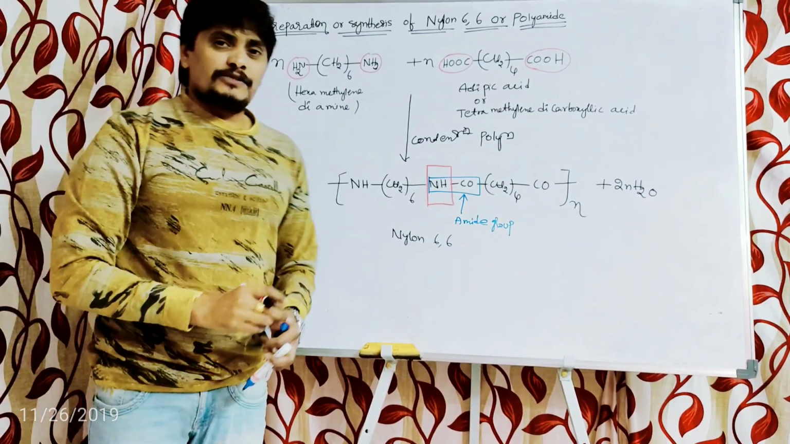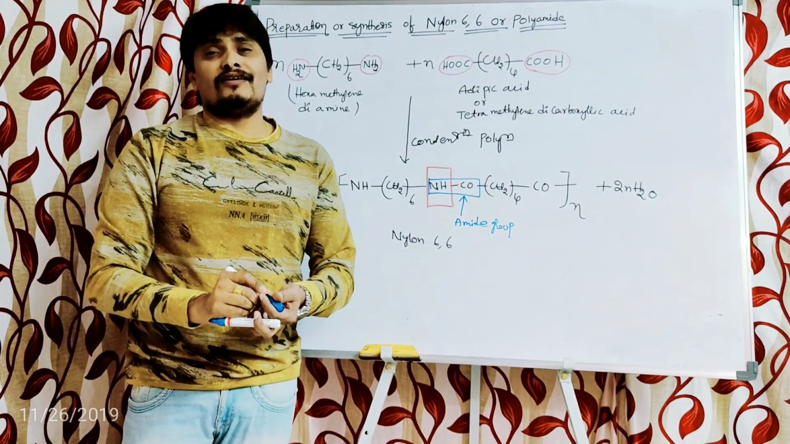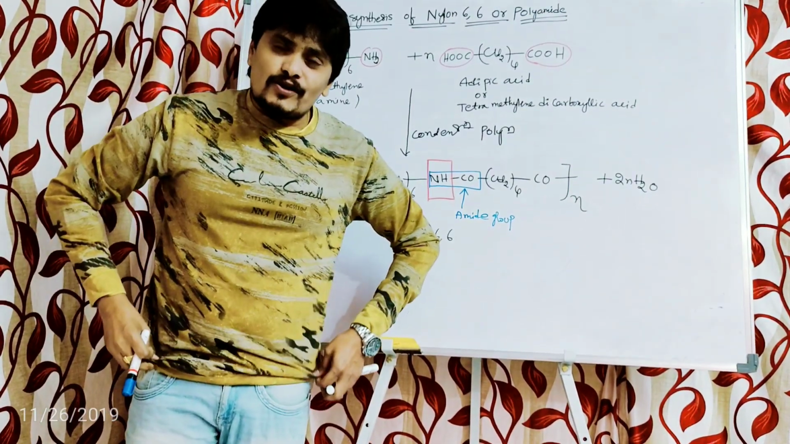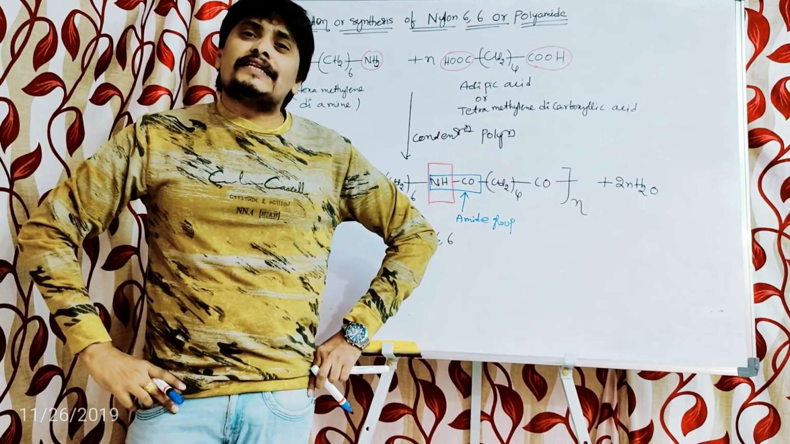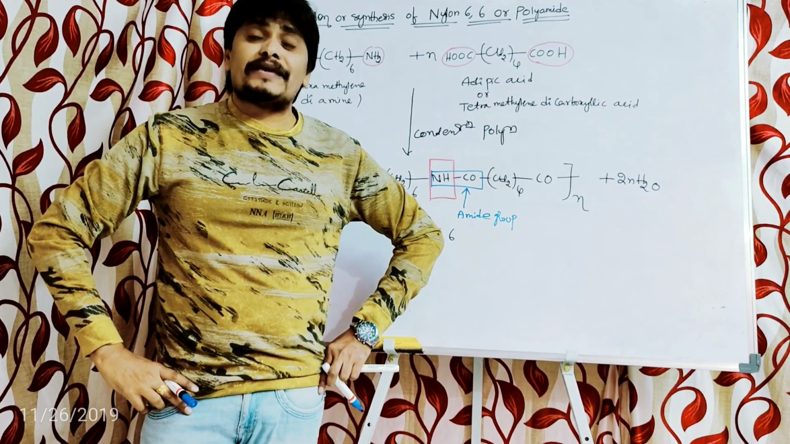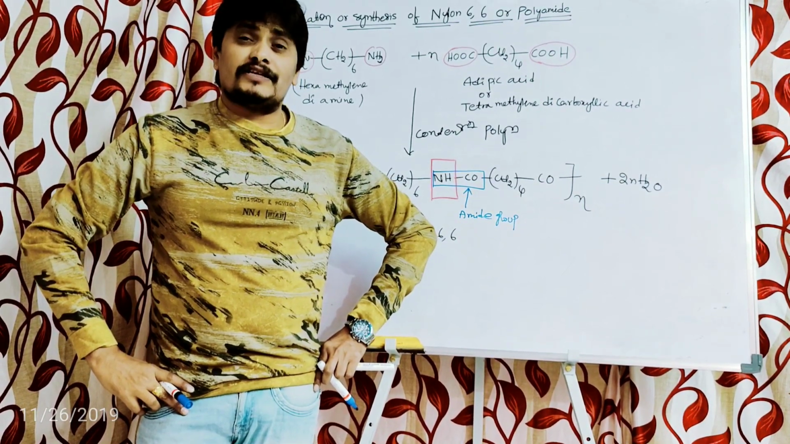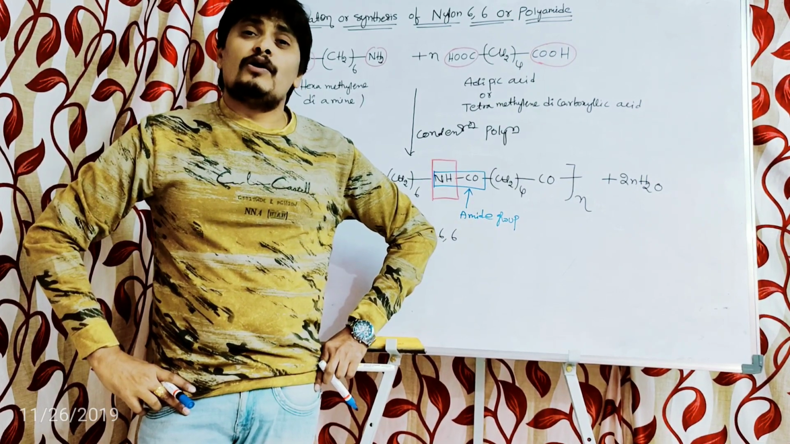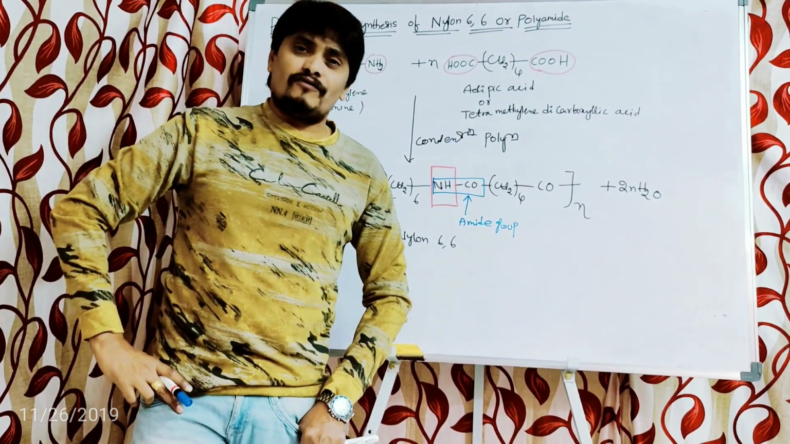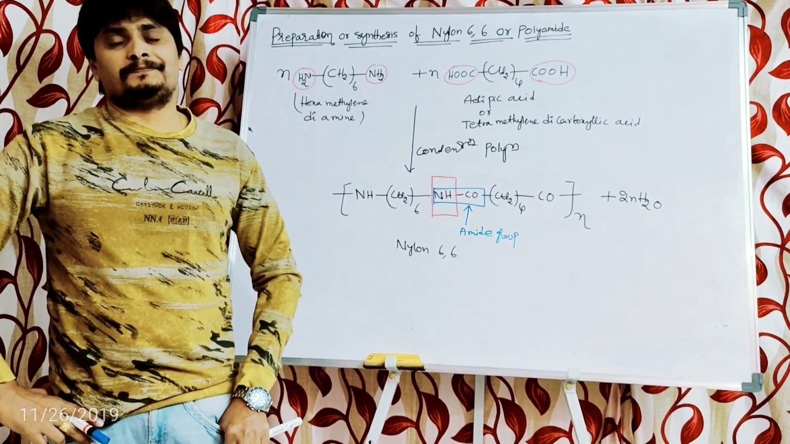I hope you understood this particular preparation or synthesis of nylon 6,6 or polyamide with the help of the sentence which I have framed for you, which is National Highway in between person A. N stands for nylon 6,6. H stands for hexamethylene diamine, which is one of the monomer units, and another monomer unit is adipic acid, which is tetramethylene dicarboxylic acid. So with the help of the structures of both these monomer units, hexamethylene diamine and adipic acid, you are going to get the structure of the polymer, which is so called nylon 6,6 or polyamide. So thanks for watching, students.